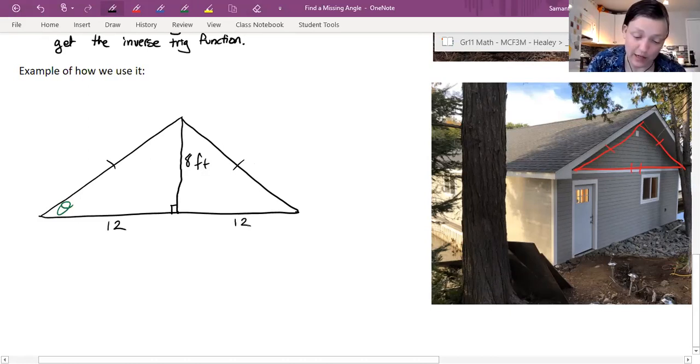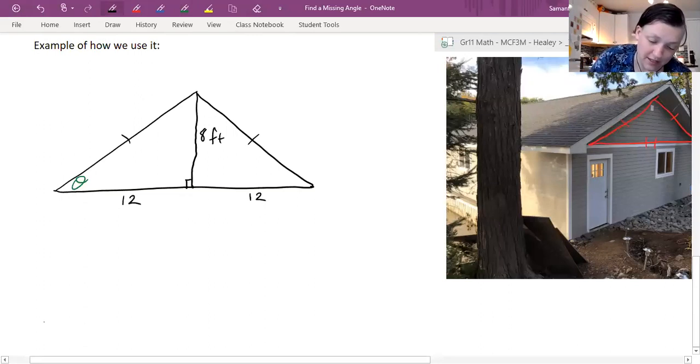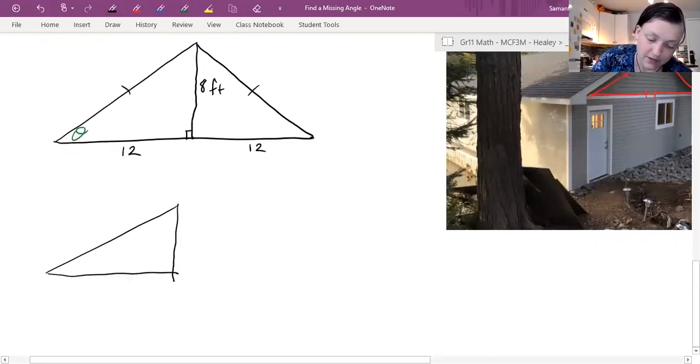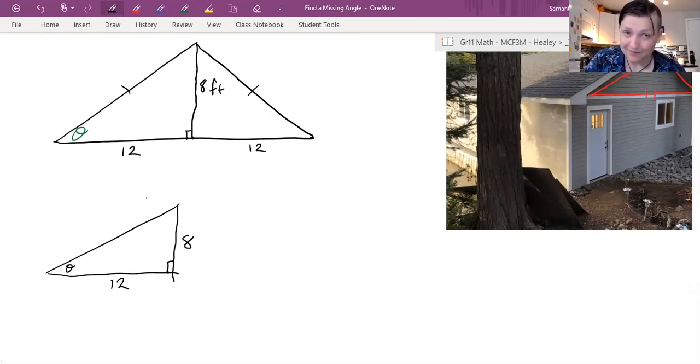So now I have a right triangle. If you want to redraw it, you can. You can say, okay, I've got this right triangle here. Sometimes it helps just to clear your drawing up a little and write down just what you need. So, okay, I've got this right triangle here. And now I thought, okay, which trig function am I going to need?